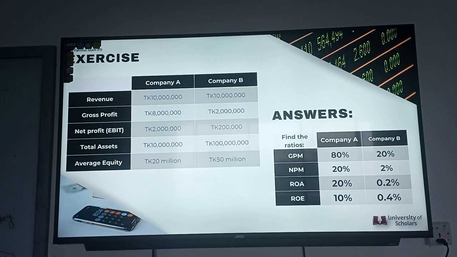Similarly, return on equity has been calculated 10% for company A and 0.4% for company B, which suggests that company A is generating greater, higher returns for its shareholder investments than company B. So with this exercise, we will move on to the liquidity ratios and what are the specific measures of that and what they measure. We will learn that in our next slide.